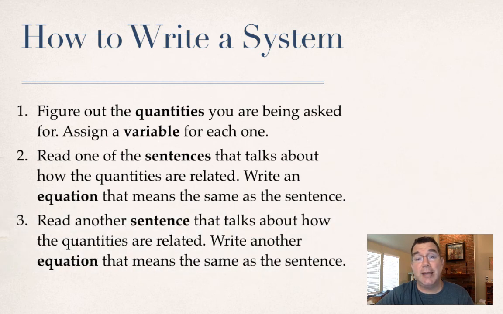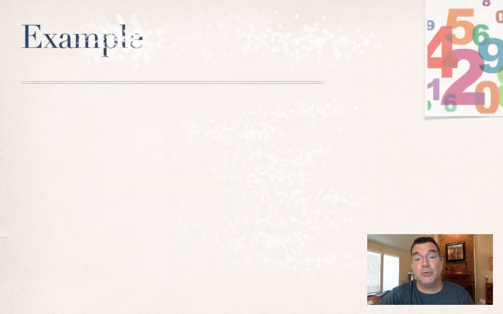And since we're going to have multiple equations, you're going to have to read another sentence that talks about a different relationship between the two variables and write an equation that means the same thing as that sentence. Well, let's go through some examples so that this makes a little more sense.